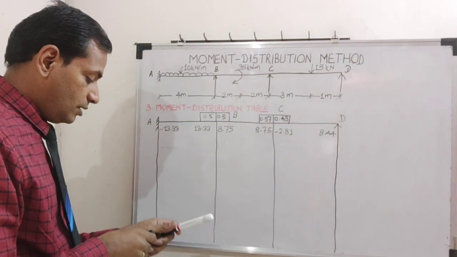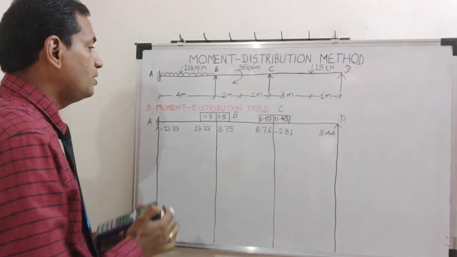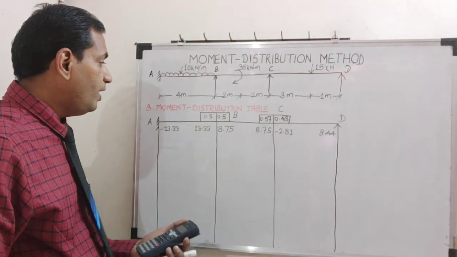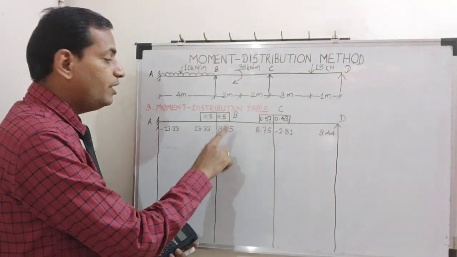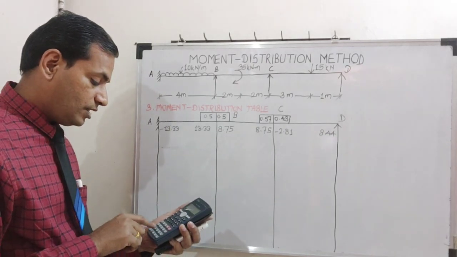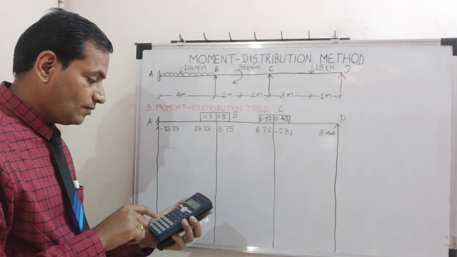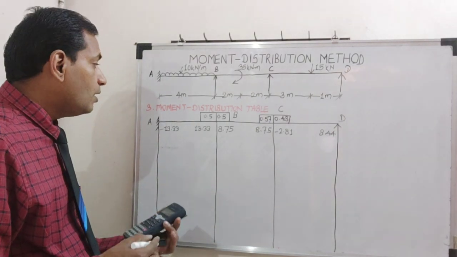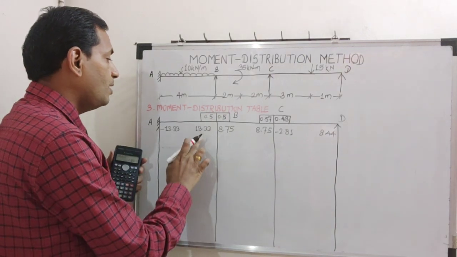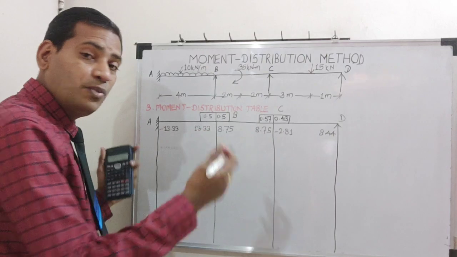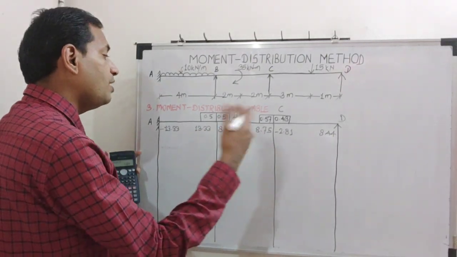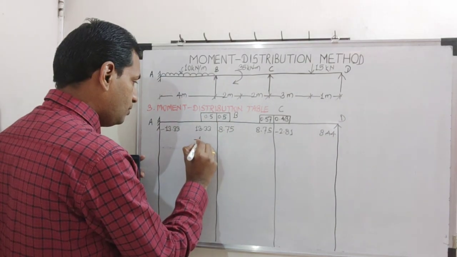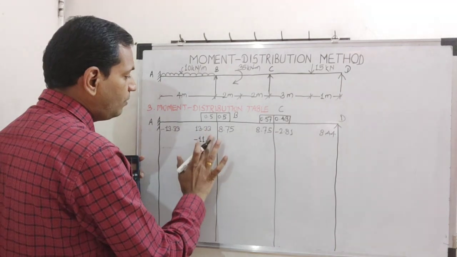Now let us start the calculations. See, where are the common joints? Here, joint B first. So on joint B, what is our net value of moment? 13.33 and 8.75. Let us take the algebraic addition of all these. So the net value is 22.08 and its half value will be 11.04, but with the opposite sign. Since the net value is plus, make it minus and distribute as per the factor. So minus 11.04.